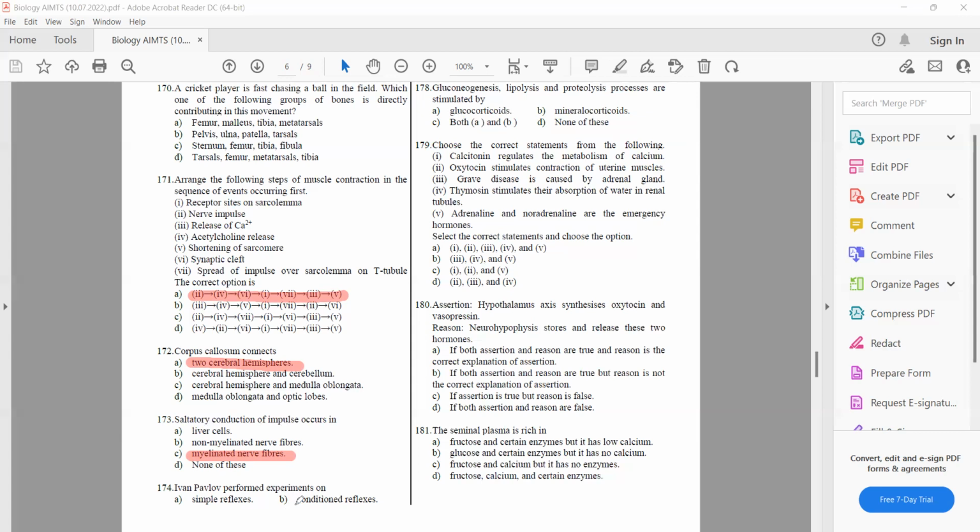And when we talk about Ivan Pavlov, he performed the conditioned reflex. So he was a Russian physiologist, right? So he found the sight and smell of food reflex, which made the hungry dogs secrete saliva. So that is conditioned reflex.